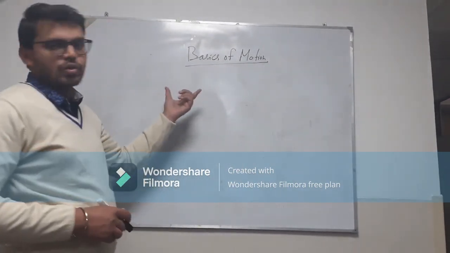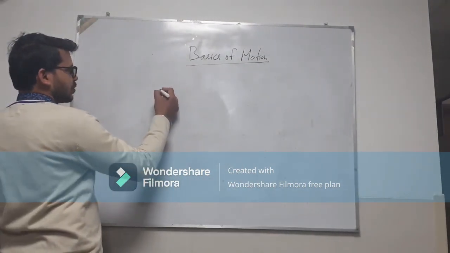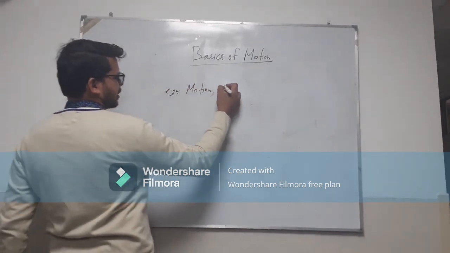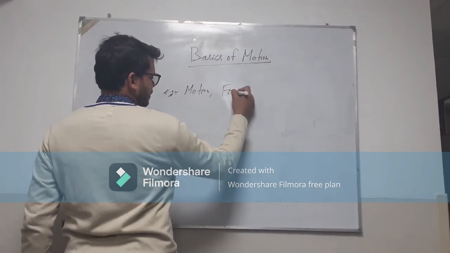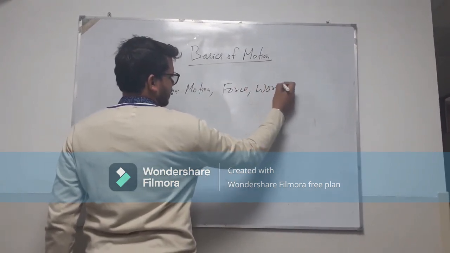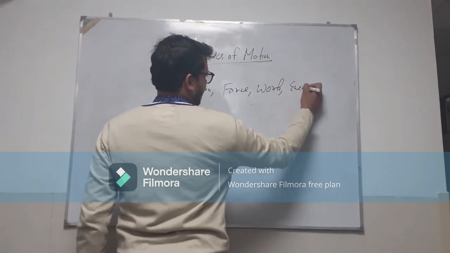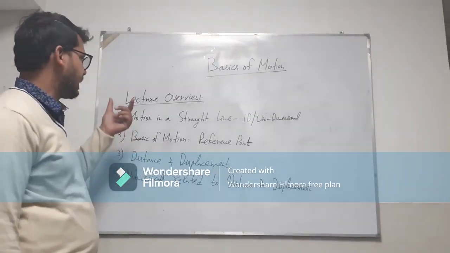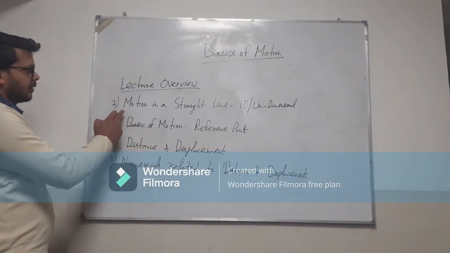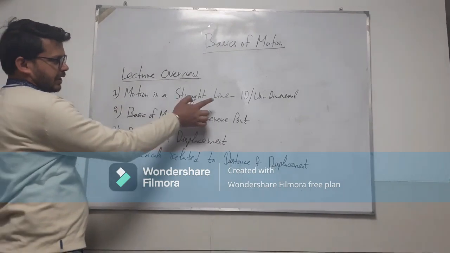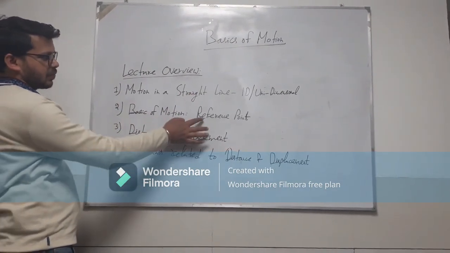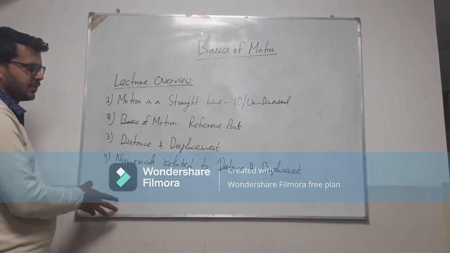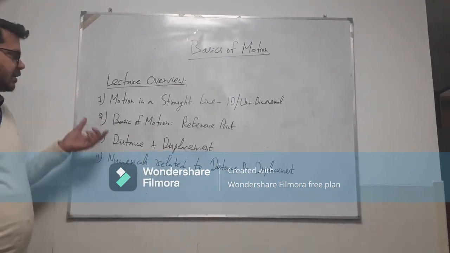These are the building blocks of physics. On the basis of motion, we will cover motion, different types of motion, force, work, energy, etc. These are all the building blocks of the basics of motion. This is the lecture overview, but we will cover these topics: motion in a straight line, 1D or linear motion, basics of motion, reference point, distance and displacement, and numericals related to distance and displacement. In today's lecture, we will cover all these topics.